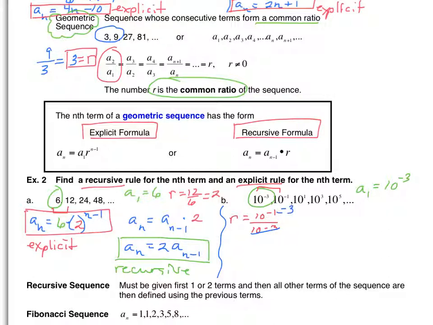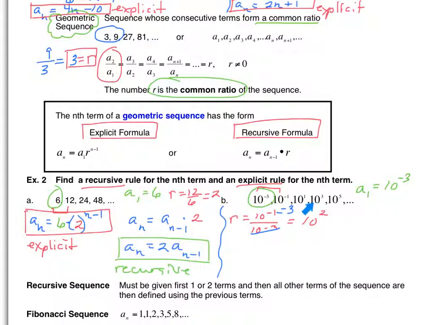Because you're subtracting, so you're subtracting that negative 3. And then r equals 10 to the negative 1 plus 3, so isn't that 10 squared? Negative 1 plus a positive 3 is 10 squared. Right? Yeah. You're going to take right here and make those plus plus. So that's how you get the 2.